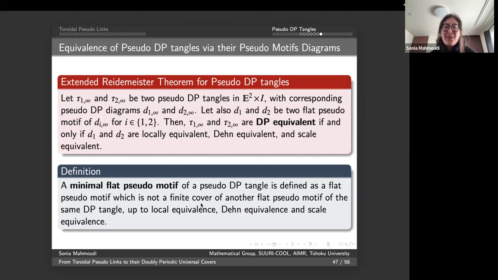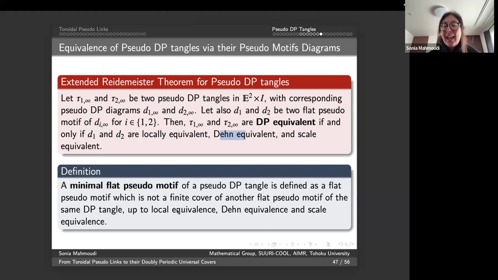Okay, so we have this generalized type of Reidemeister theorem, and we can state that two doubly periodic pseudo tangles are equivalent if we can find two pseudo motifs of them which will be related by the different moves we have seen: all the local equivalence, the Dehn twist, and the scale equivalence.